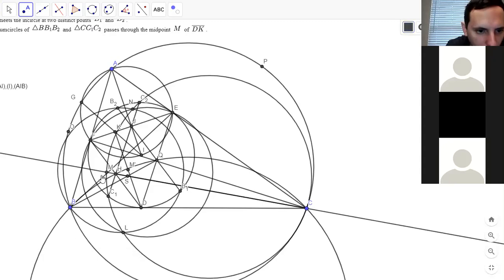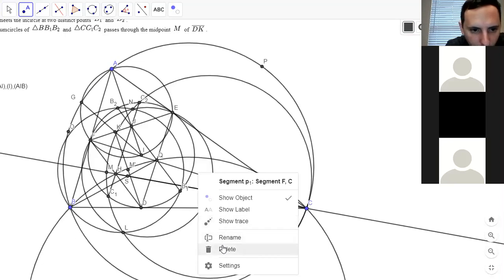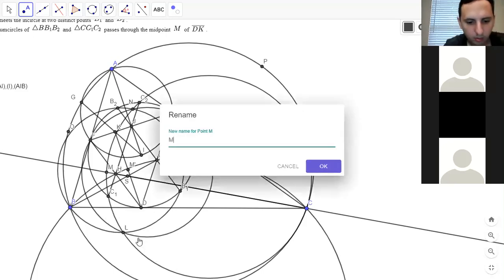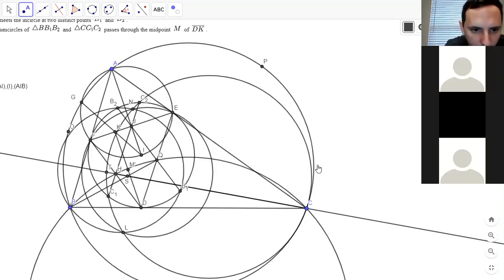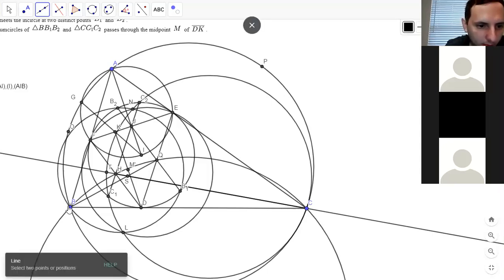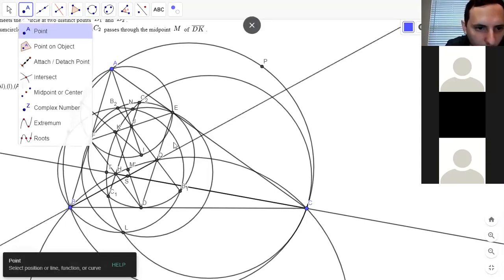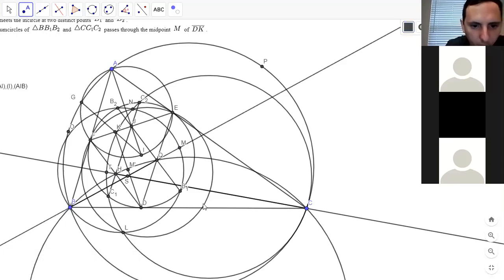Could you delete the lines BE and CF? You're right, that would make it easier. And BS cuts the circle B1, B2 at another point. So CH, yeah, that's right, and BH too. BQ. All right. So this point right here, I'll call it U.